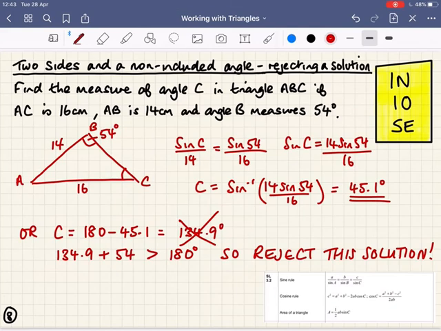So check that there are two possible solutions. Always check the larger solution to see whether the triangle would still be possible. In other words, the angles would add up to less than 180 degrees. So there we have it. That's using the sine rule, working with triangles in situations where we've got either two sides and a non-included angle, or we've got two angles and a side.